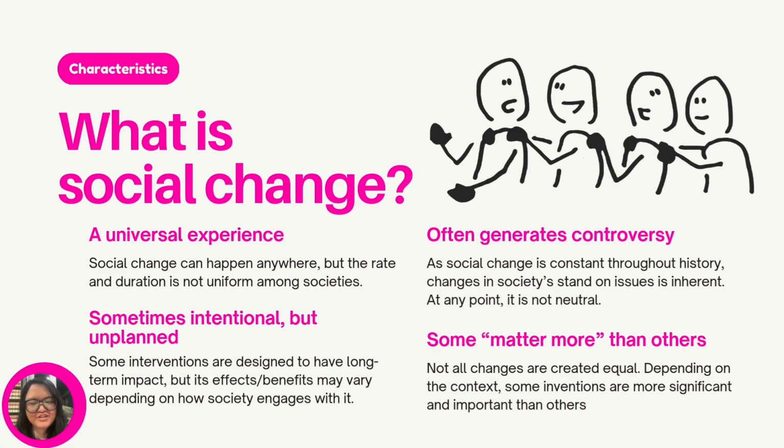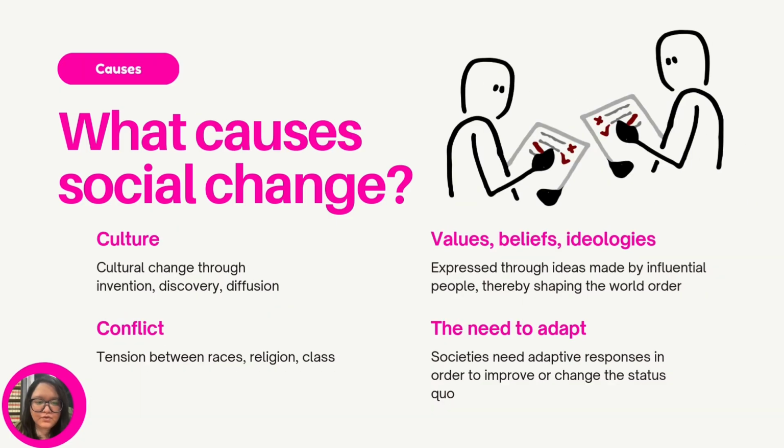Third, it generates controversy. So, as social change is constant throughout history, our stand may not always be the same. Our mindset or beliefs today may change tomorrow. And lastly, some changes matter more than others. So, some matters are more important or urgent to some people. So, depending on the context, some interventions may be deemed more insignificant or more significant than what we usually consider as important. So, what causes social change?